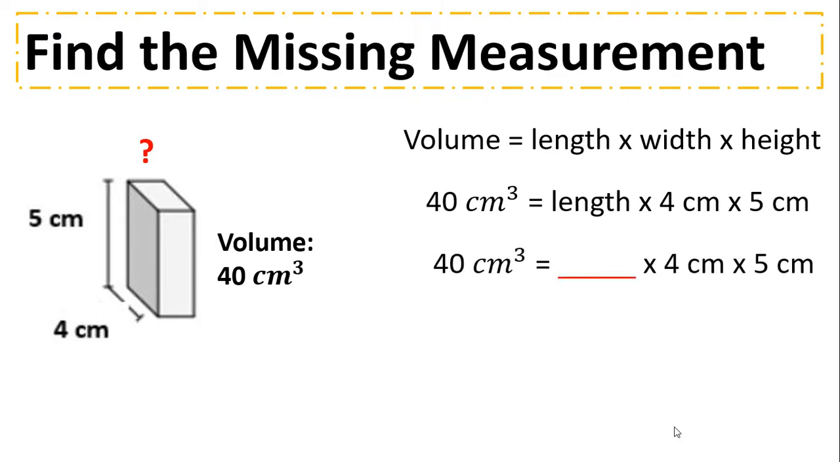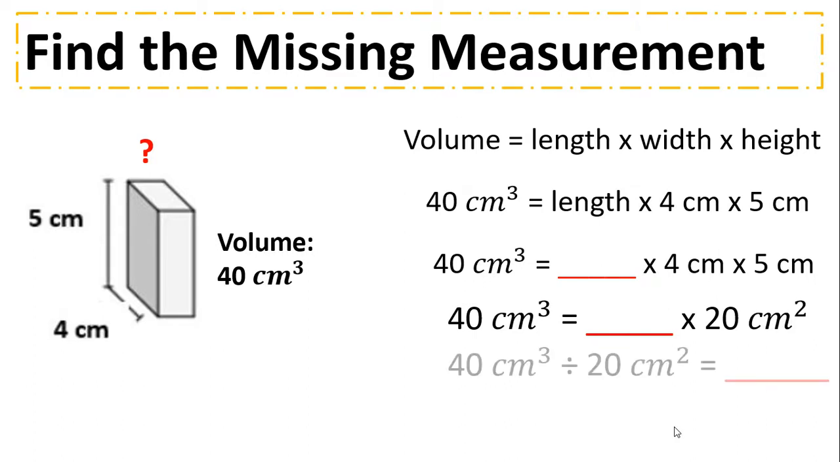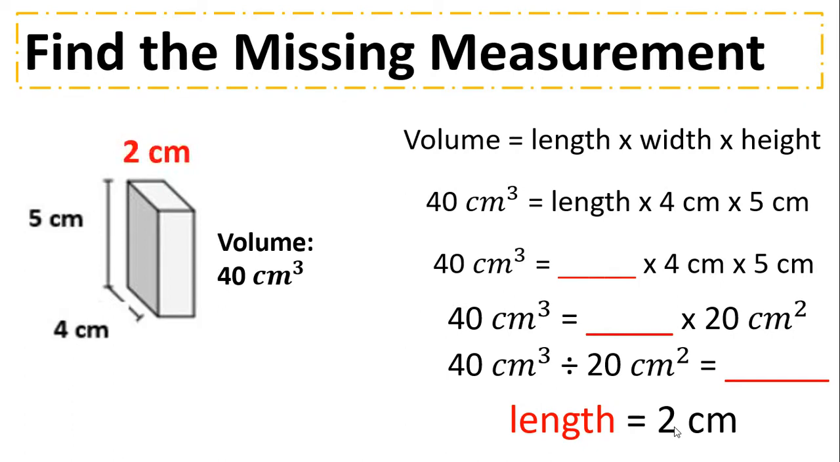Now multiply what you know. 4 centimeters times 5 centimeters is 20 centimeters squared. So you can ask yourselves, what do I multiply by 20 centimeters squared to get to 40 cubic centimeters? Or we can divide. 40 cubic centimeters divided by 20 centimeters squared equals what? Well, 40 divided by 20 is 2, so our length is 2 centimeters.